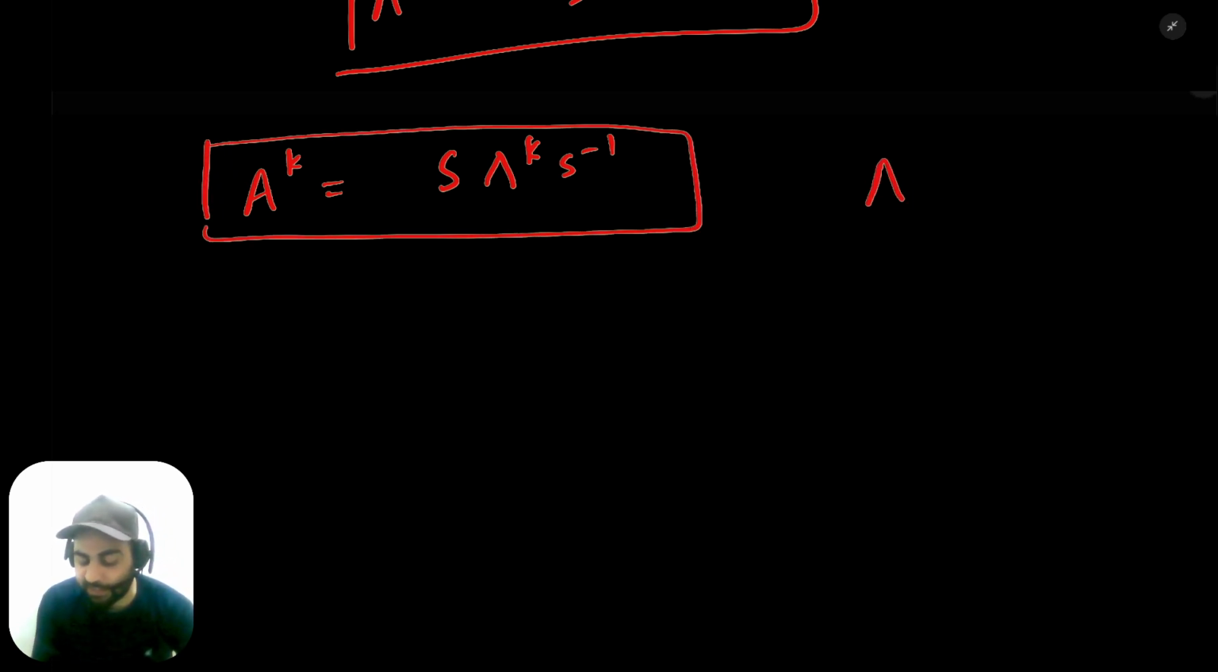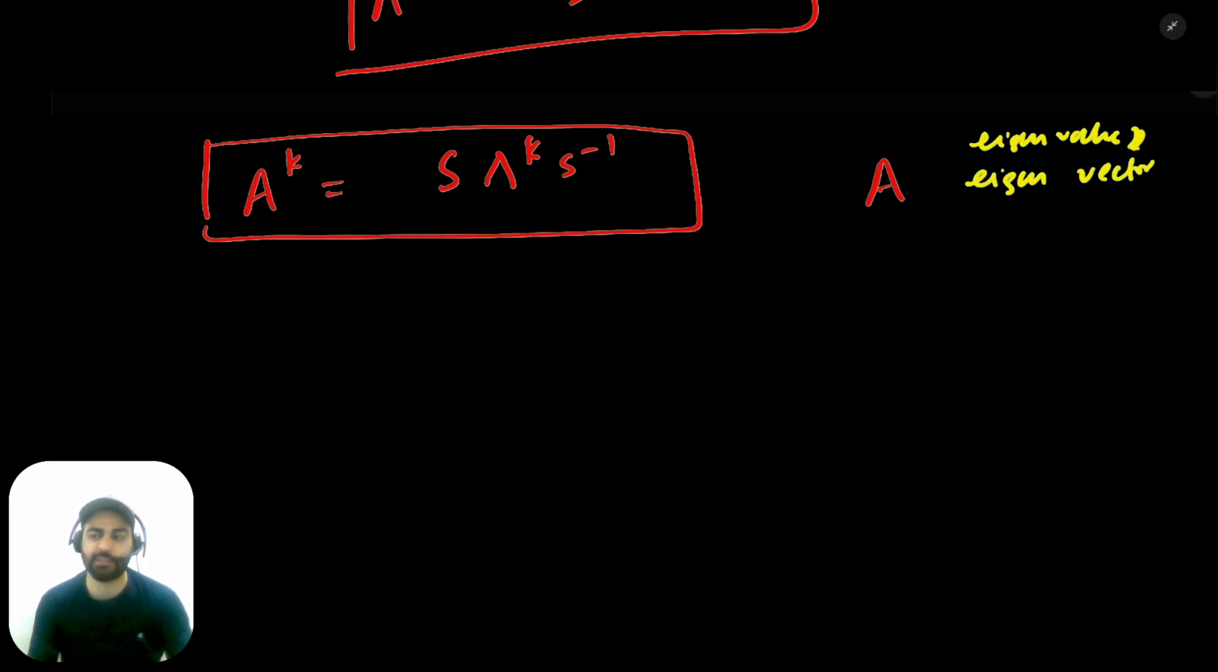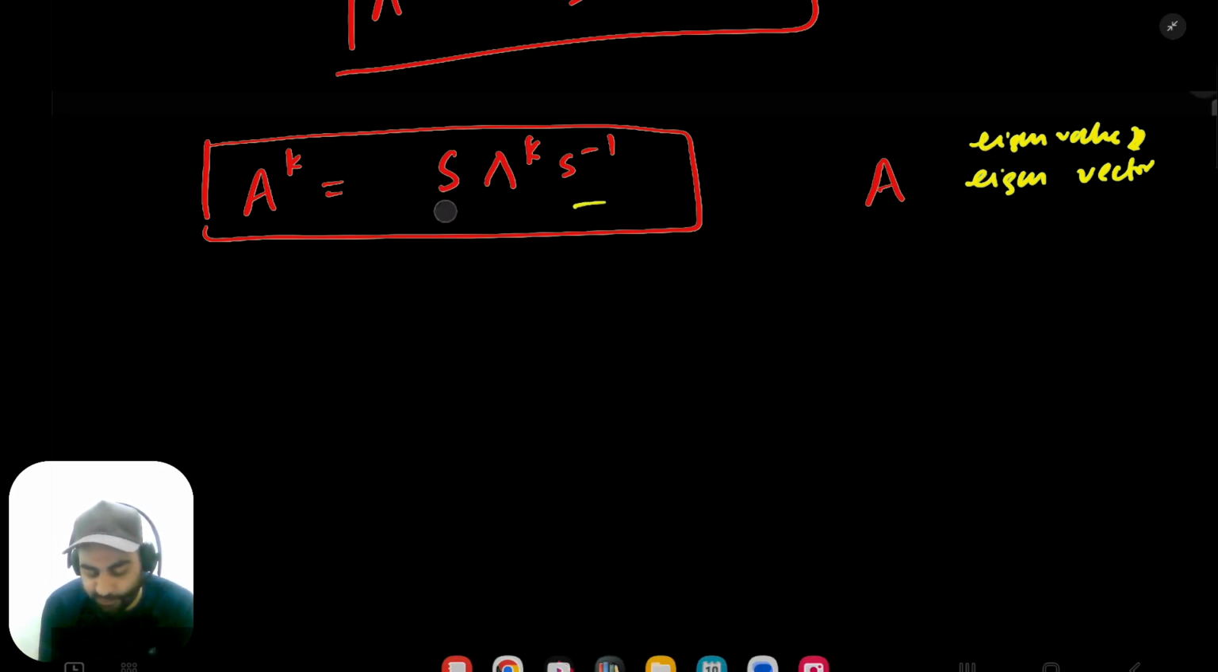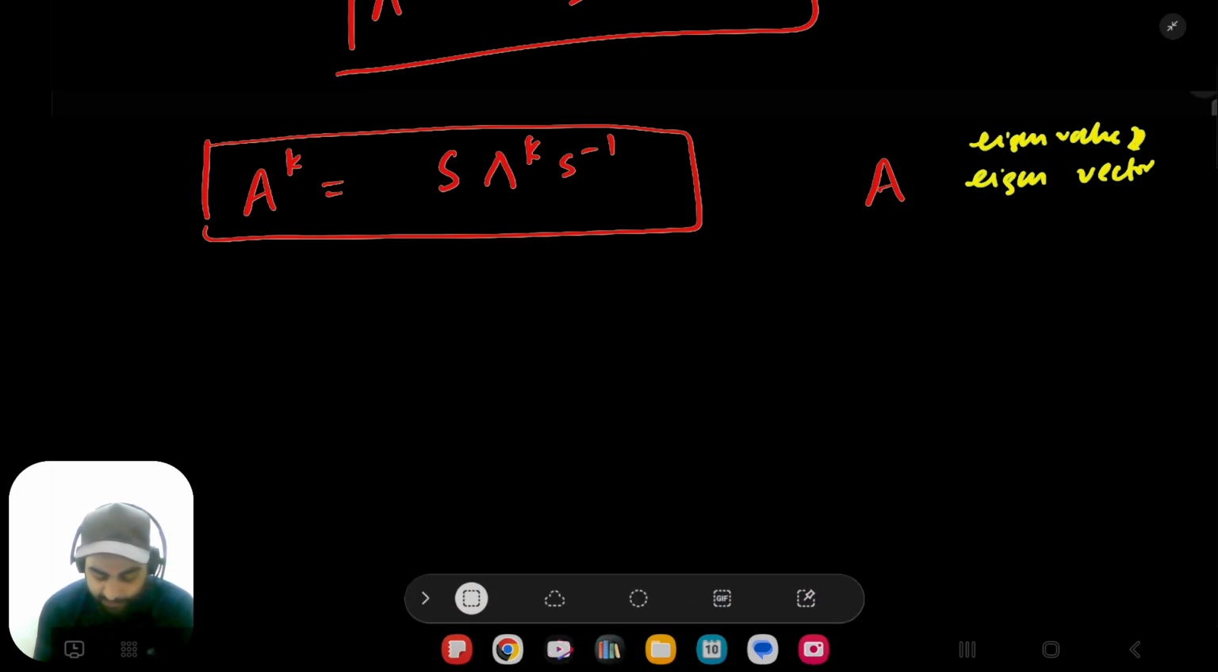So if you have a matrix A that is diagonalizable, that means you can find the eigenvectors and the corresponding eigenvalues. So first we will find eigenvalues and corresponding eigenvectors. If you have these two things, then you don't need to even multiply the matrices. You can just raise the eigenvalues to the power of k and then apply S and S inverse onto this to get the value of A to the k. Is it clear?